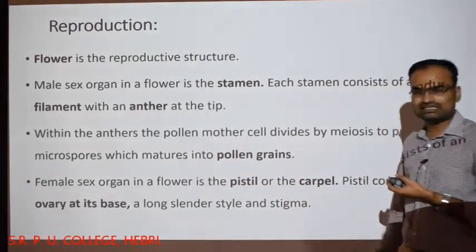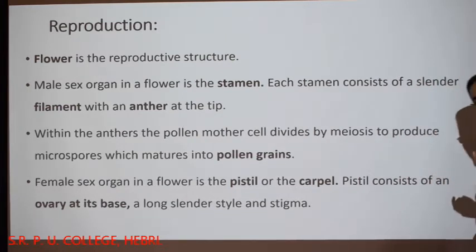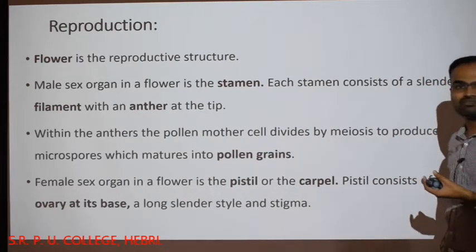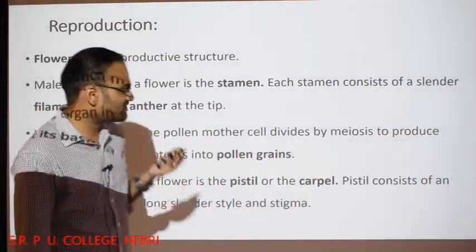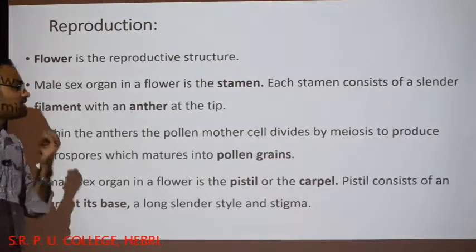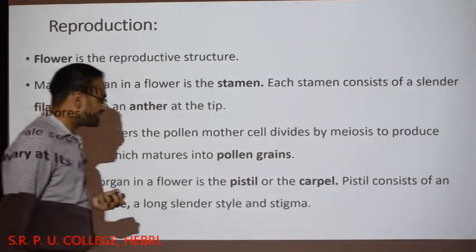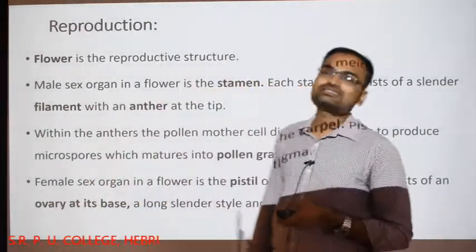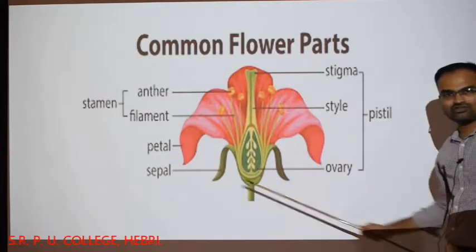Like that, the female sex organ in flower is called the pistil, or else it has another name called carpel. Pistil or carpel, both are the same. Okay, which is the female reproductive part of the flower. Pistil consists of an ovary at its base, a long slender style, as well as a stigma. In the picture we can observe, this is the cross section of a flower.